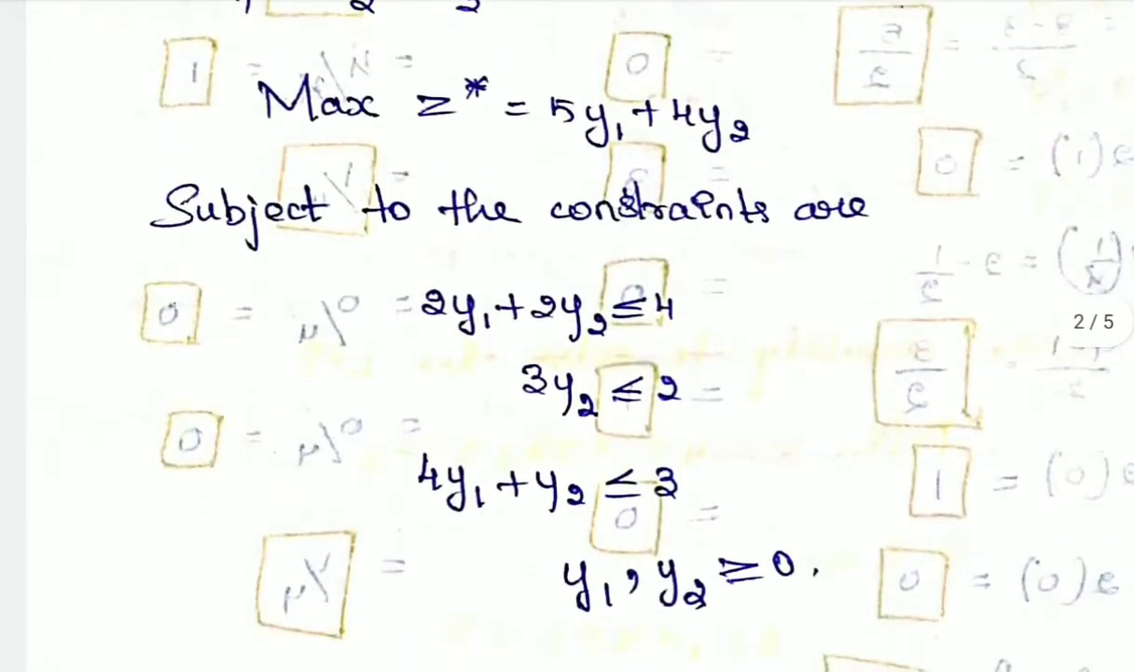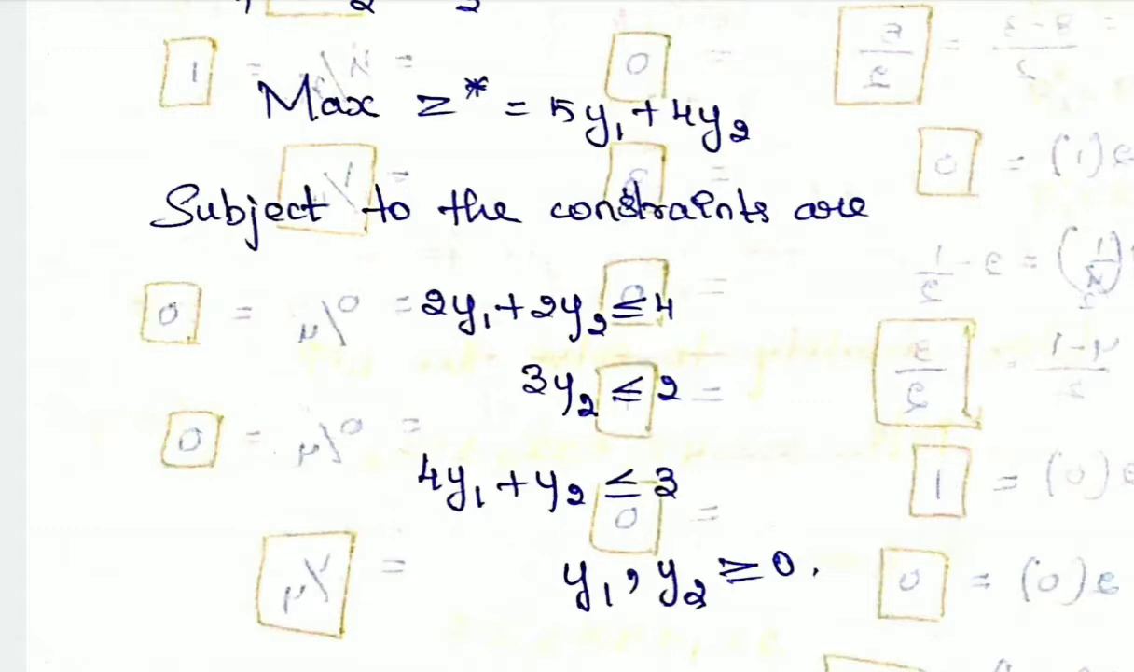Now this is your problem. For this problem we have to go for the solution, so obviously we choose the simplex method. Here we have three constraints in the less than or equal to form. It is a maximization problem, so no problem. We go directly to the simplex method. Since we have three constraints in the less than or equal to form, we have to add three slack variables: s1 for the first constraint, s2 for the second, s3 for the third.